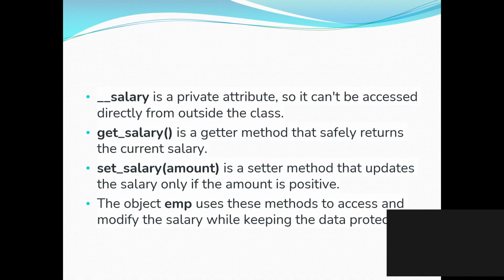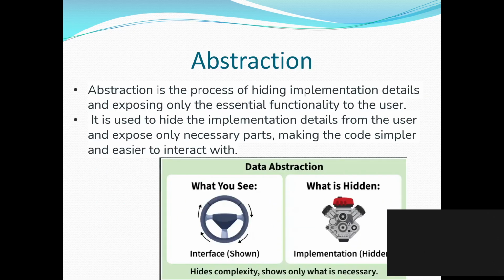Okay, now as we have learned what encapsulation is, let's move to the next pillar, called abstraction. So what exactly is abstraction? Abstraction is a process of hiding implementation details and exposing only the essential functionality to the user. This is used to hide implementation details from the user and expose only the necessary parts.